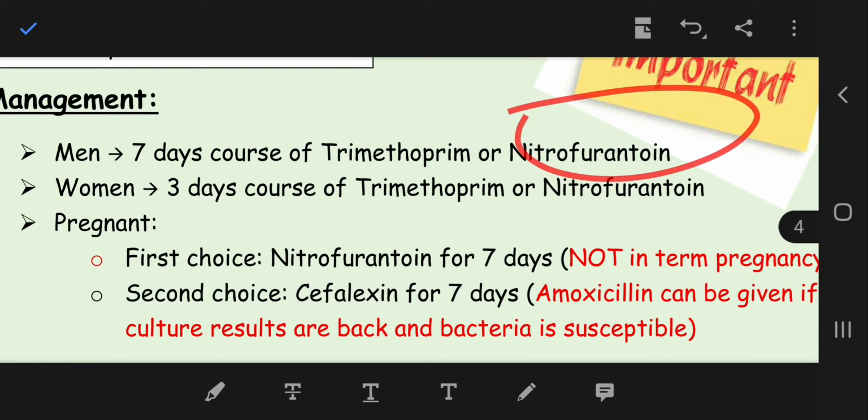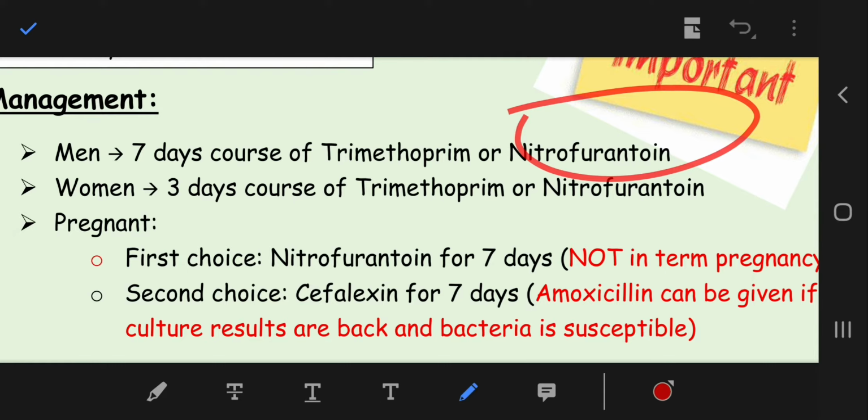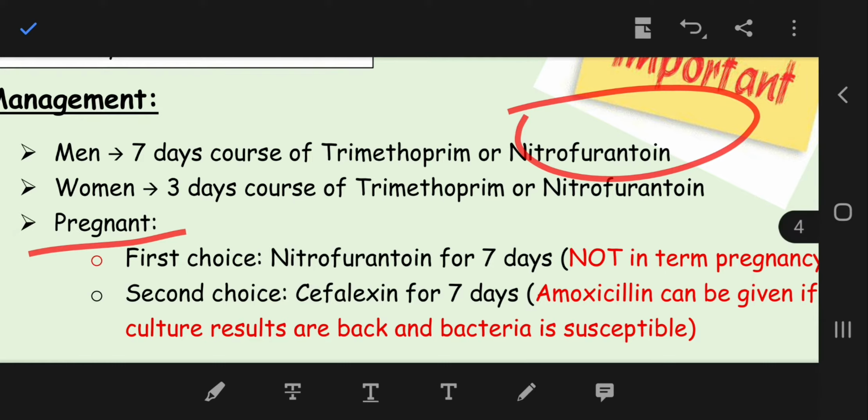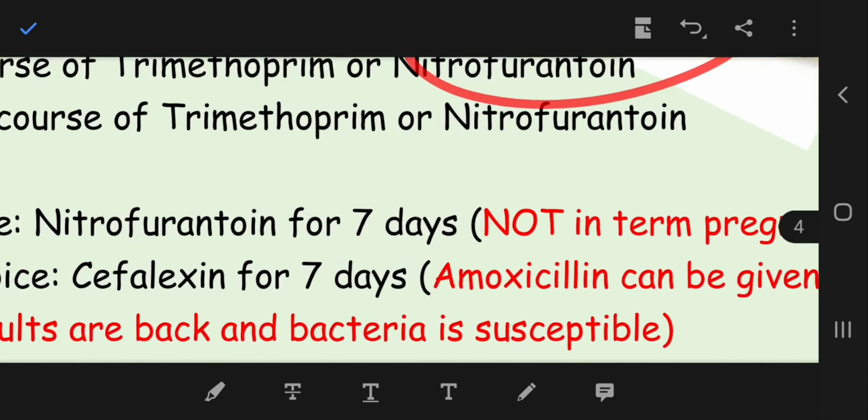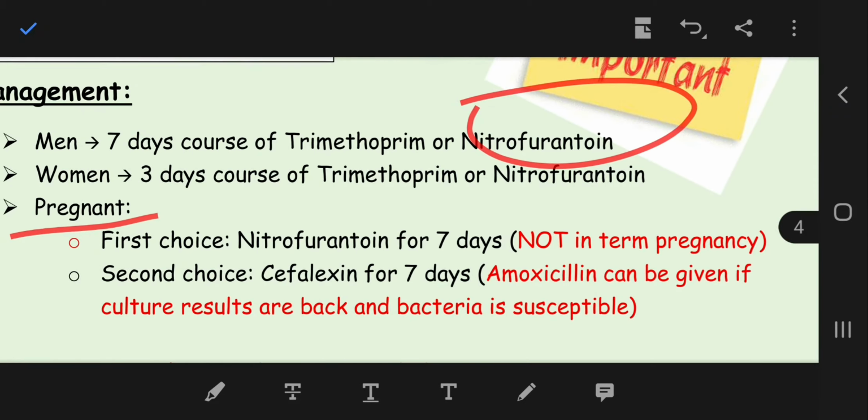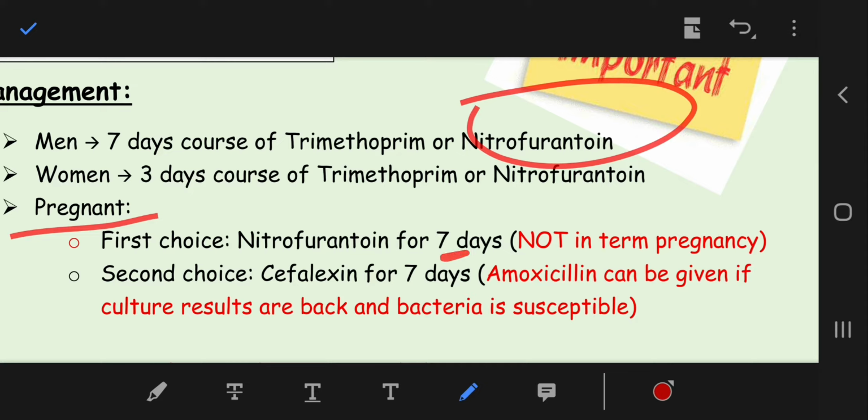If they're pregnant, everything changes, guys. Everything changes. What happens is that the course changes. Even though they are ladies, they are women, it's not 3 days anymore. It's going to be 7 days. We treat it like men. It's 7 days, not 3 days. Now, what do we give? Unfortunately, we need to memorize this NICE guideline step. First choice, second choice, and so on.